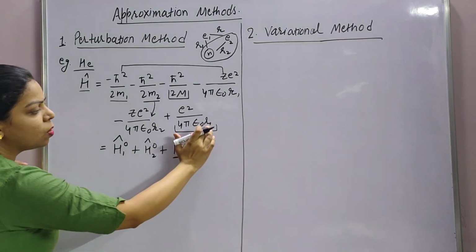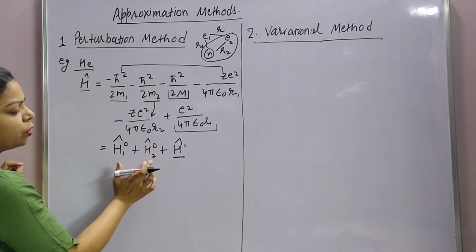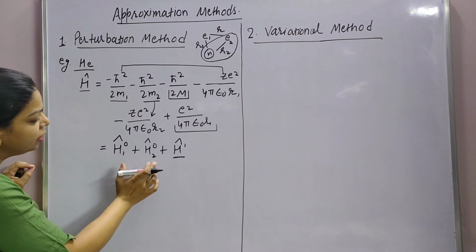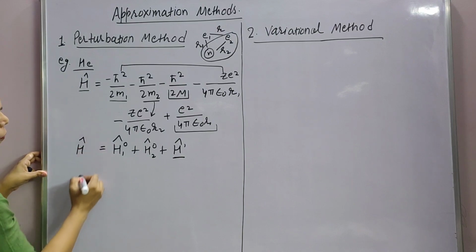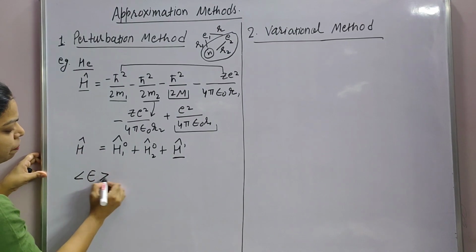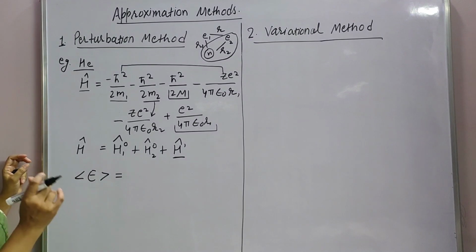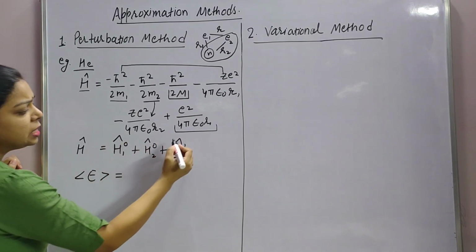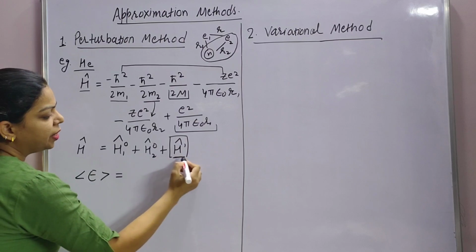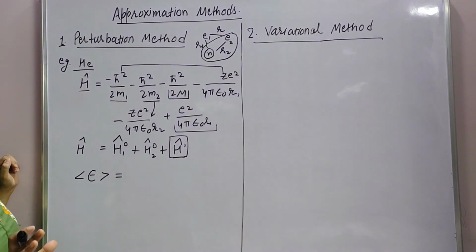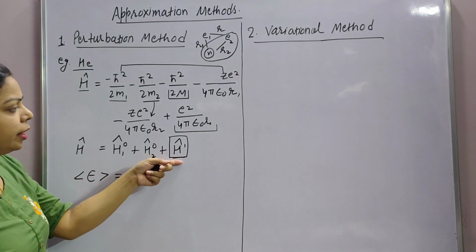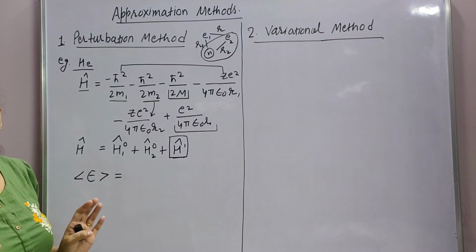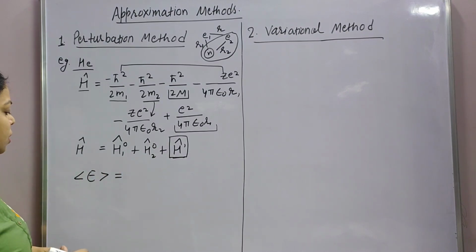If this term is not there, we can easily solve for these two Hamiltonian operators, treating them as individual hydrogen atoms and can get the value of expectation value of energy. So perturbation theory says this perturbation in the system is very small and this will not affect the wave function and energy of the system much. So we can neglect it. Once we neglect it, it becomes easier to solve the system. So this is approximation method.